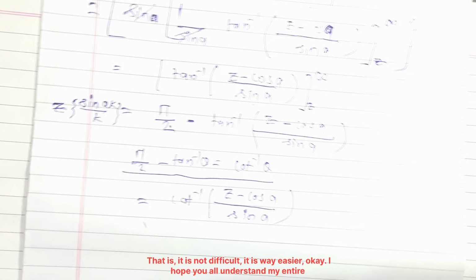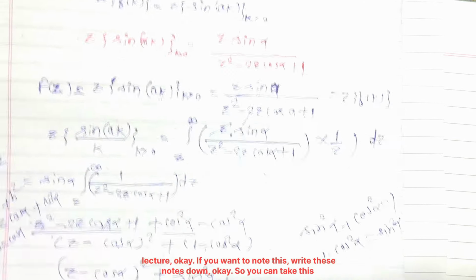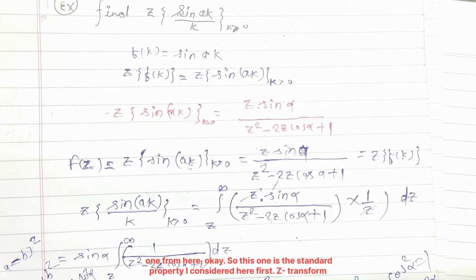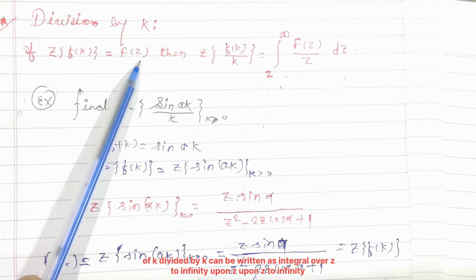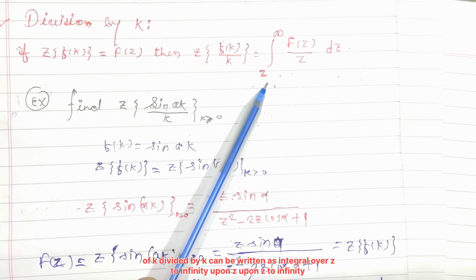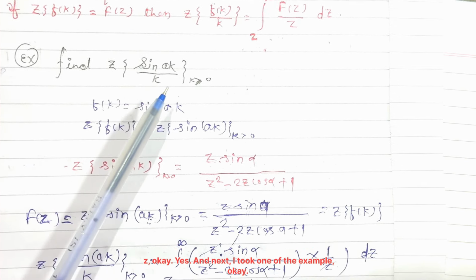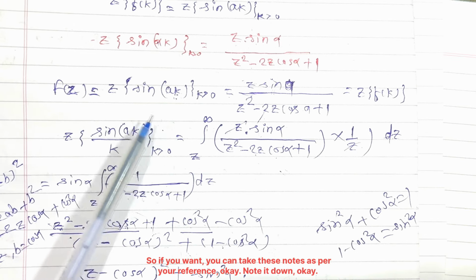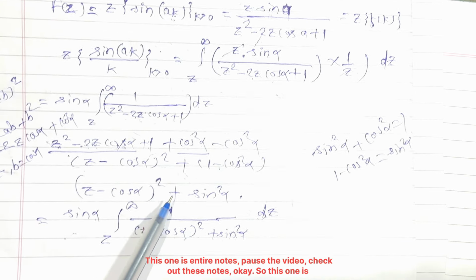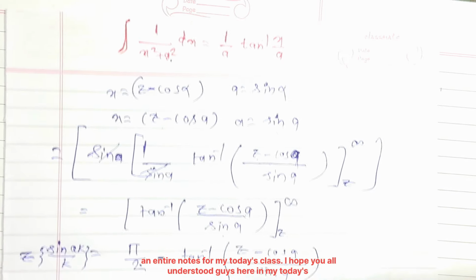Guys, it's not difficult, it is way easier. I hope you all have understood my entire lecture. If you want to note these notes, write them down, or you can take them from here. This one is the standard property I considered first: Z transform of f(k) divided by k can be written as integral over z to infinity of F(z) upon z dz. And next I took one example. If you want, you can take these notes for your reference. Pause the video and check out these notes. This is the entire notes for today's class.